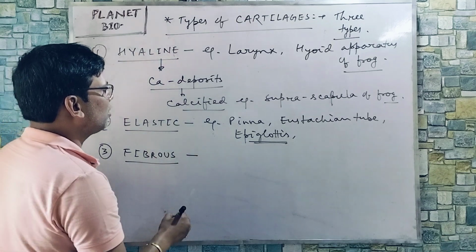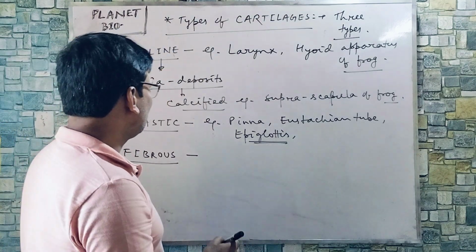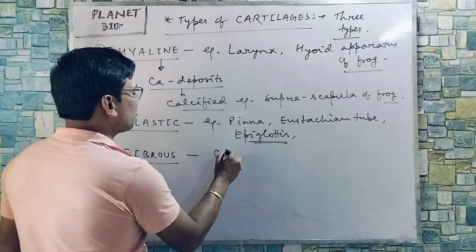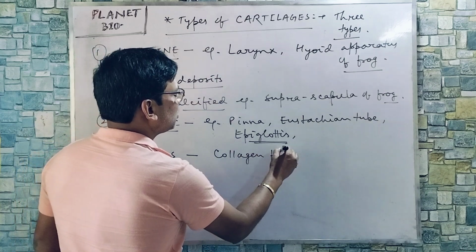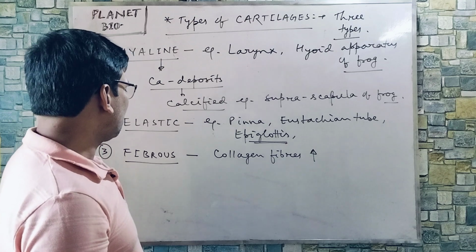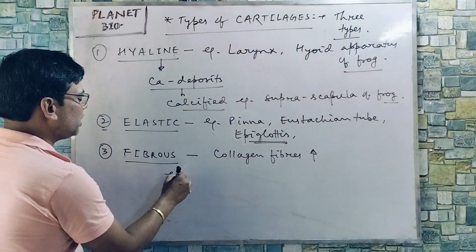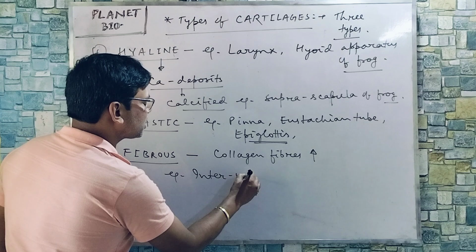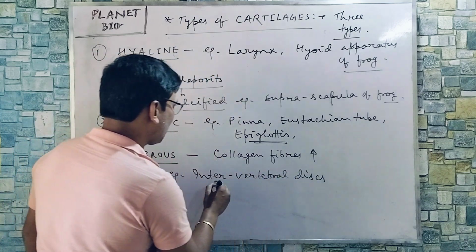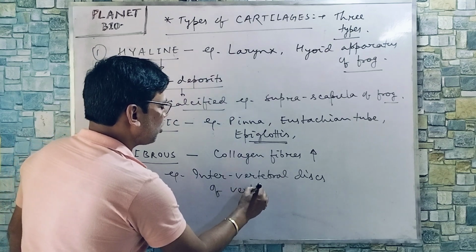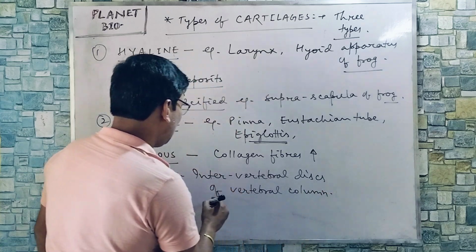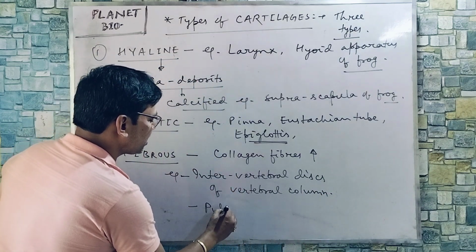Third one you can see, that is the fibrous one, and this is highly condensed with collagen fibers. So lots of collagen fibers are there. You can find lots of collagen fibers, okay? But this you can see in intervertebral discs of our vertebral column. And pubic symphysis.